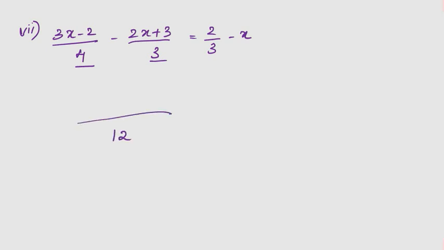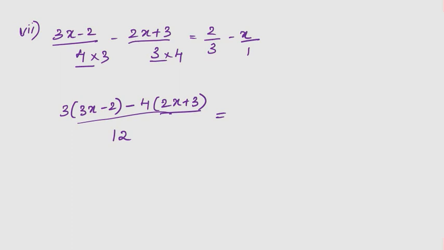So here we need to multiply the denominator by 3 so that we get 12. So multiply the numerator part also by 3. So 3 multiplied by 3x minus 2, minus, so 3 multiplied by 4 will get 12. So multiply the numerator part also by 4. So 4 into 2x plus 3, which is equal to, here this is nothing but x divided by 1.